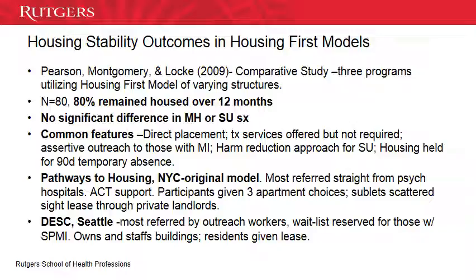The structure of the housing provided was that Pathways subletted leases to the participants through private landlords. The second model was the Downtown Emergency Service Center, which was based in Seattle.